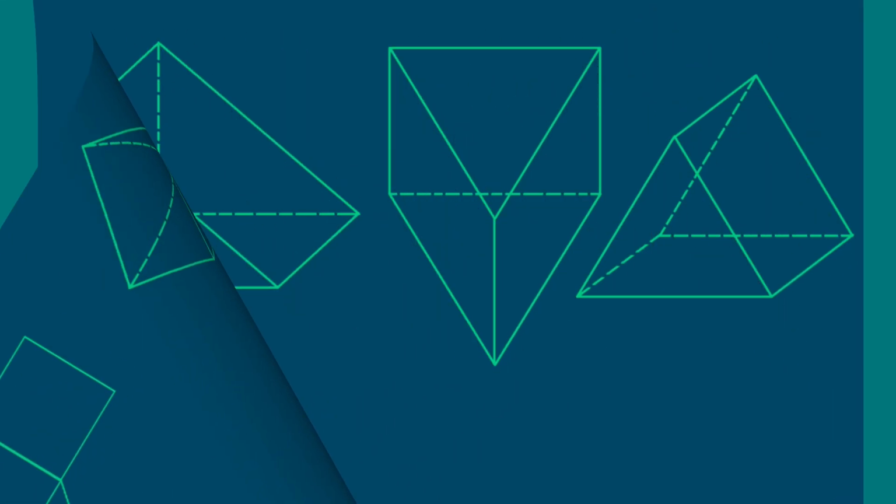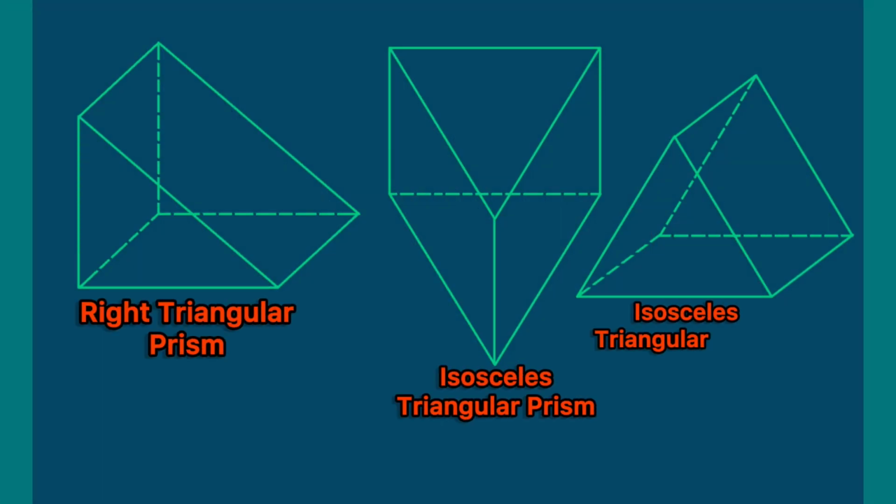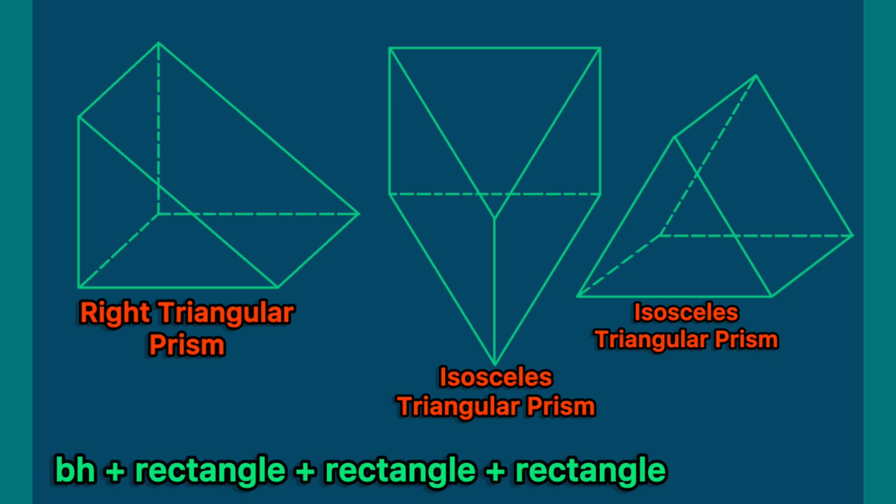Here are some other types of triangular prisms that you may see. You can also use the BH plus rectangle plus rectangle plus rectangle formula on all of these types.